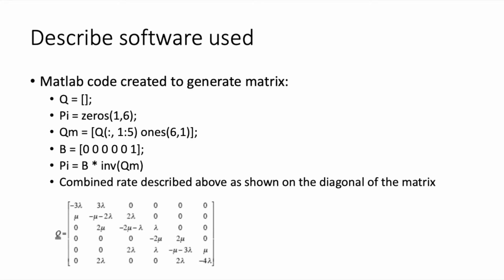As we discussed before, we used MATLAB to solve this problem. We created a matrix and we called it Q. Then we combined the rates described above as shown on the diagonal for the matrix. In the matrix, each node in the Markov chain has different number of outgoing jumps.